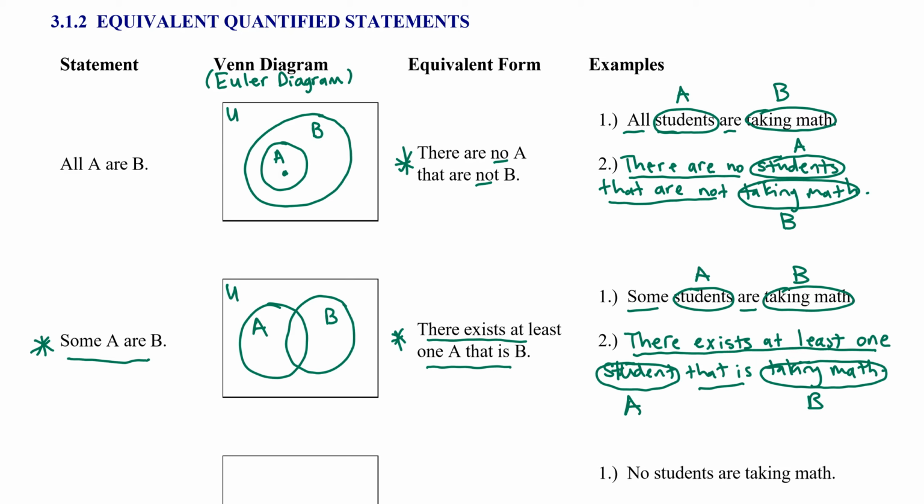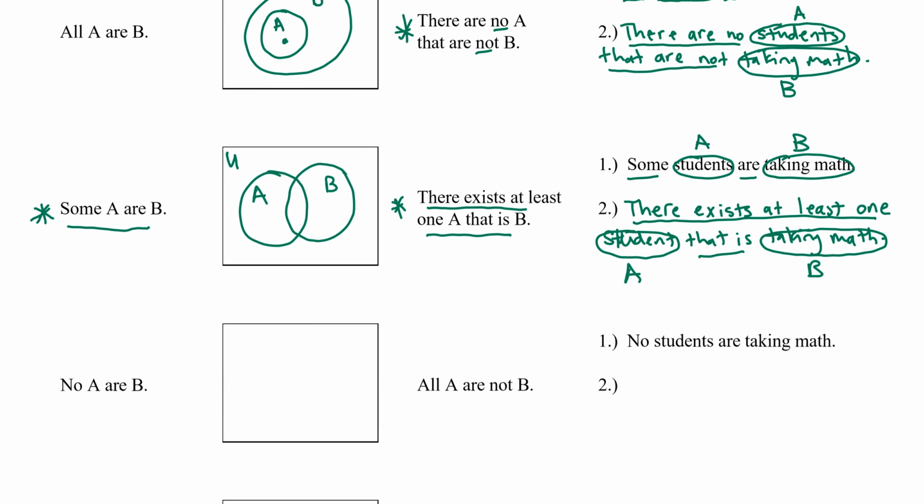There's a lot of variation possible in language, and so we want to recognize that there are different ways to express the same idea, so that later when we codify this or write it in symbolic form, we can recognize those equivalencies. Let's look at our third quantifier, no A are B. If we express the relationship between A and B in this case, they're going to be disjoint sets. There's no overlap between those two circles. Another way to say this: all A are not B. So every point inside circle A is not inside circle B.